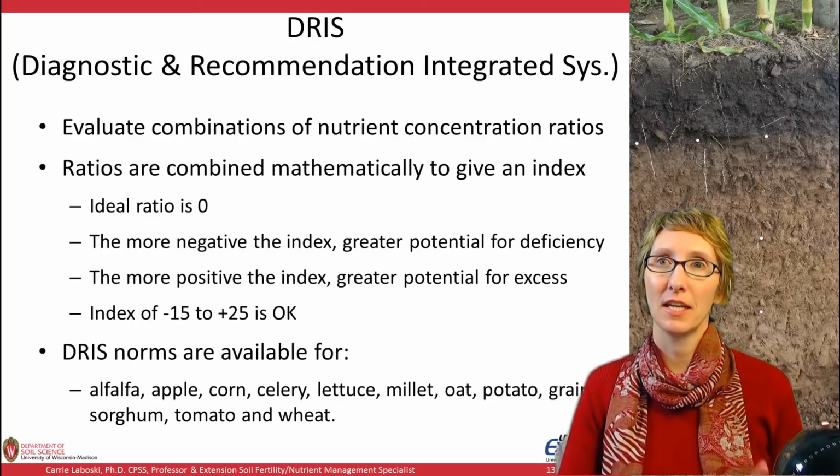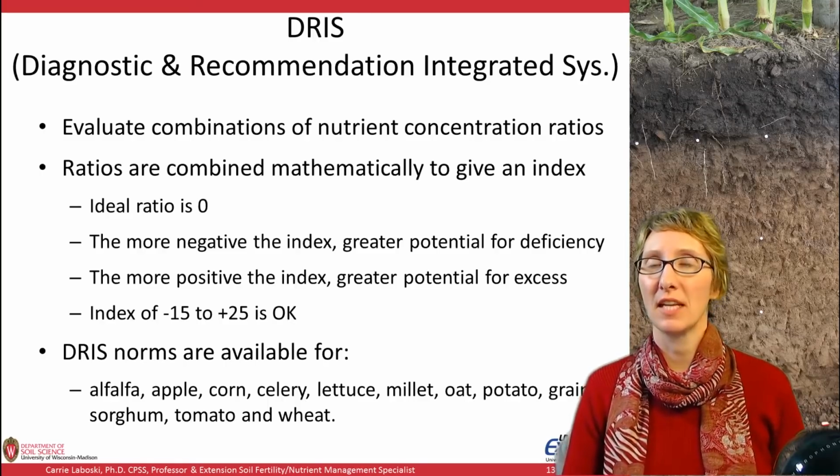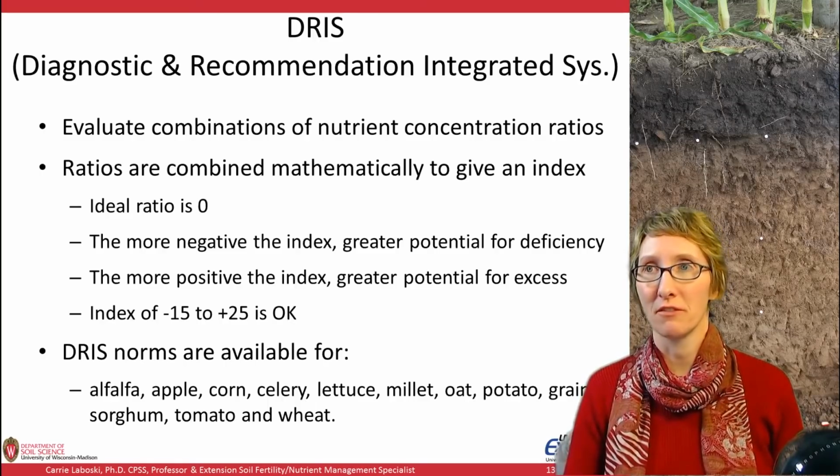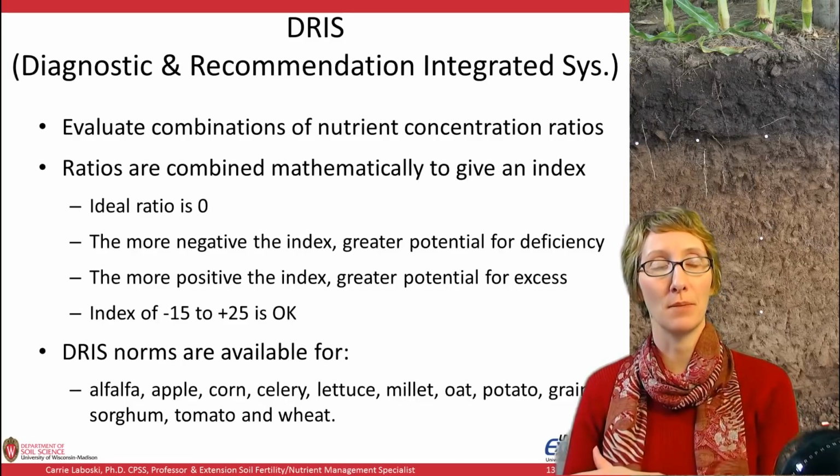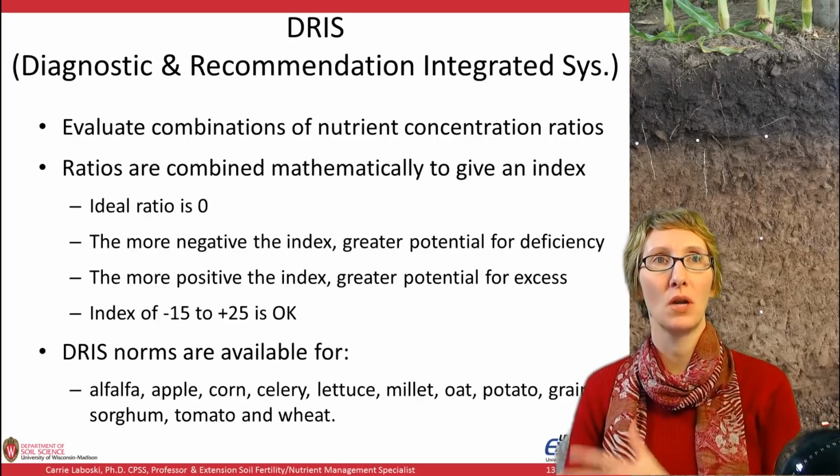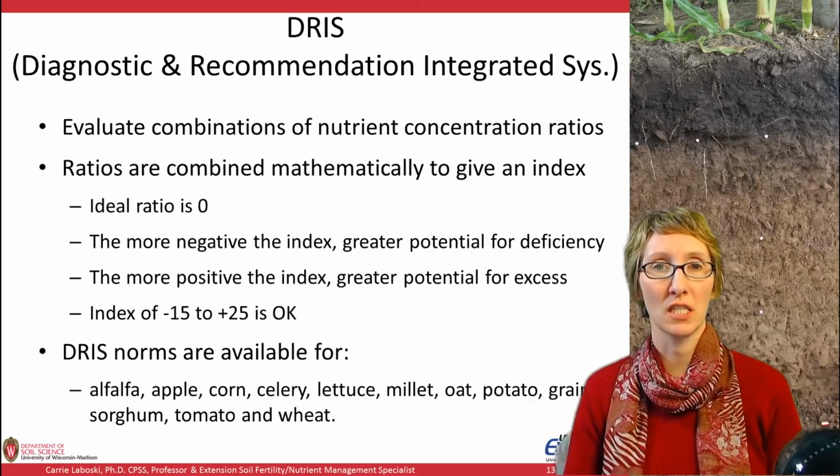And the ideal index value or ratio is 0. And so the more negative the index, the greater potential you have for deficiency. And the opposite, the more positive, the greater the potential for toxicity.